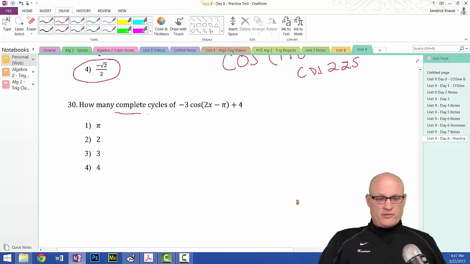How many complete cycles of this will there be in 2 pi? I didn't put the rest of the question on there. So what happens is that's really just frequency. How many complete cycles will there be in 2 pi? And there'll be 2 complete cosine curves in 2 pi. So the answer here is just 2.